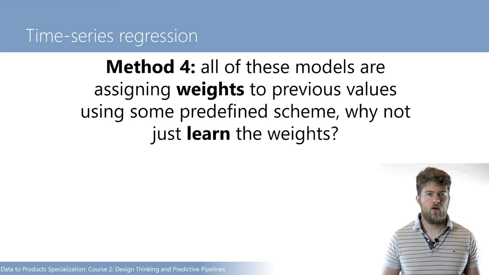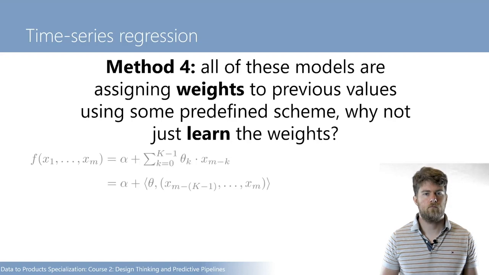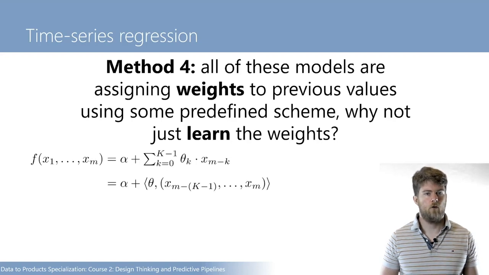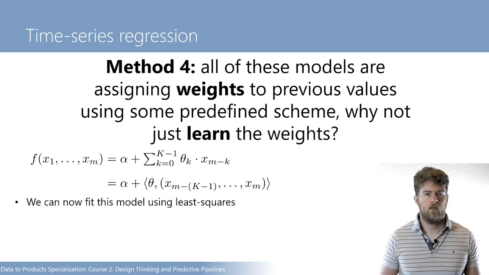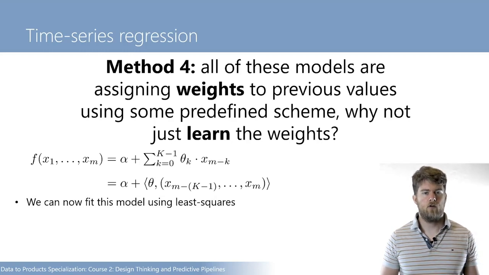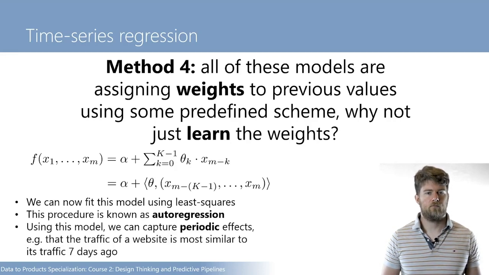A more complicated model, and to finally introduce time series regression, would be to say, rather than having all of these models which define weights using some predefined scheme, why can't we just learn the weights directly? So why can't we write it down using a regression problem? We have some coefficients theta, which tell us which of the previous k observations might be the important ones and which are the unimportant ones. So we could then fit this model using some least squares equation, just like we did in the regression in Python lecture. And this procedure will be called autoregression.